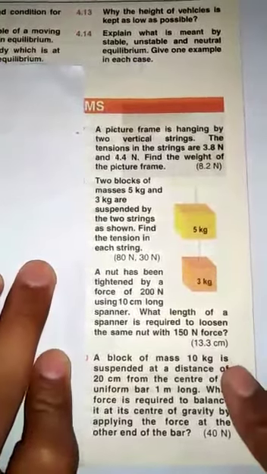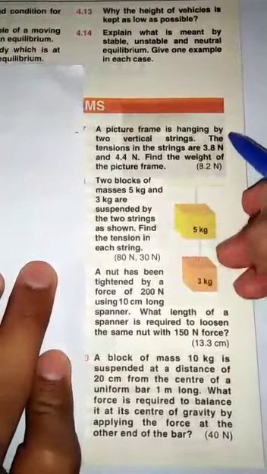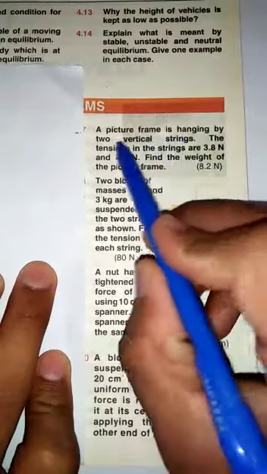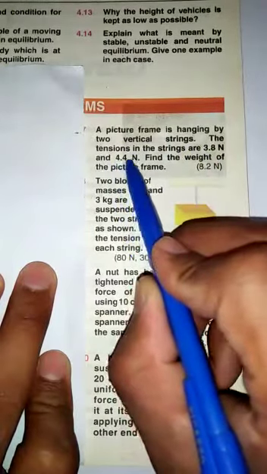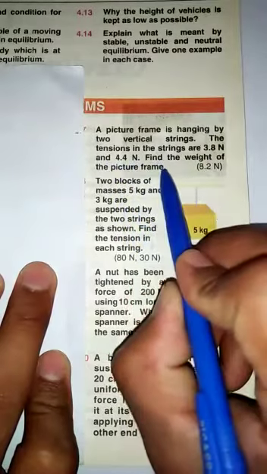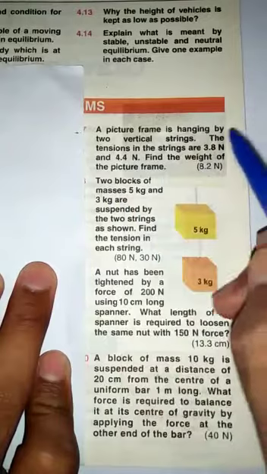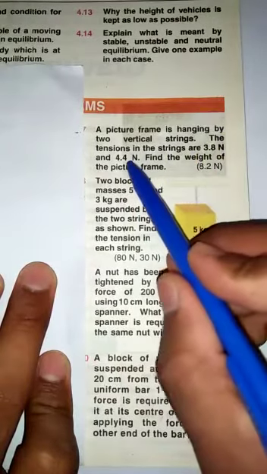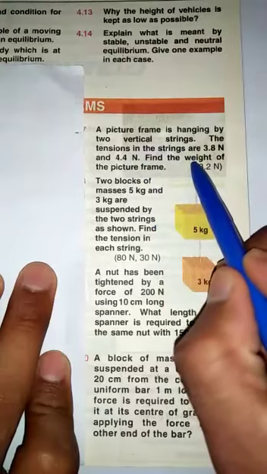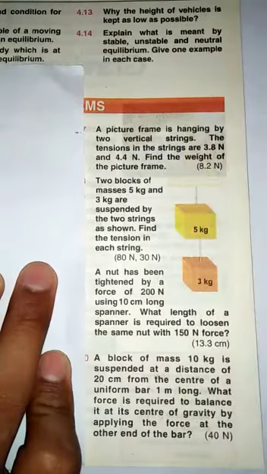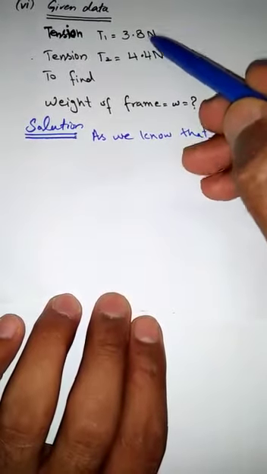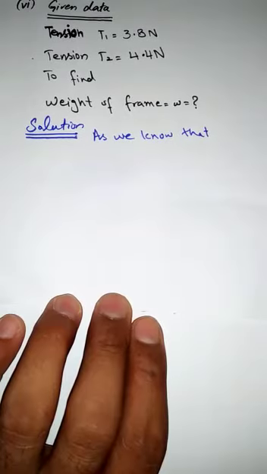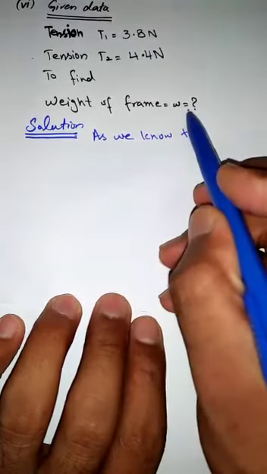Today we will solve problem number 6. The problem statement is that a picture frame is hanging by two vertical strings. The tensions in the strings are 3.8 Newton and 4.4 Newton. Find the weight of the picture frame. We are given the tensions and we have to find the weight. The given data is: tension T1 is 3.8 Newton and tension T2 is 4.4 Newton. Weight of the frame we have to find.